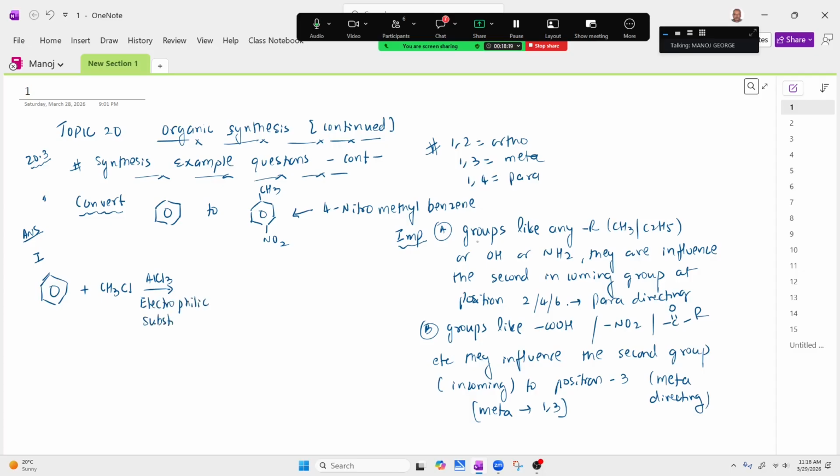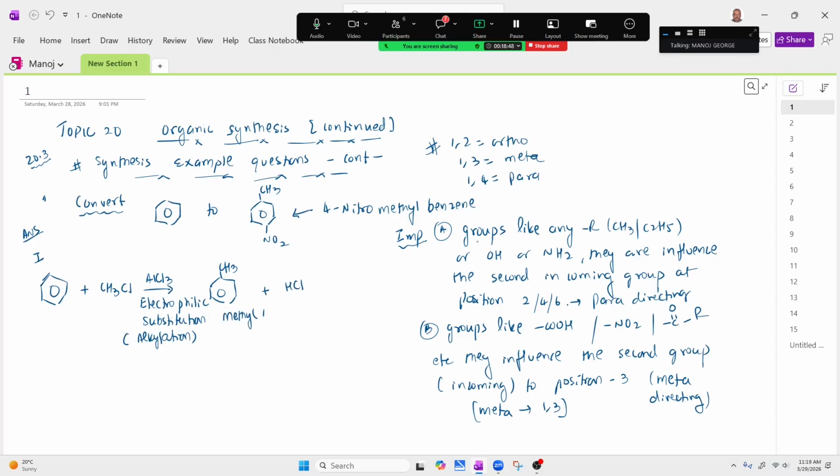So this is electrophilic substitution. Remember, anything going on the benzene ring is always ES, electrophilic substitution. Just for your reference, I'm also writing this is alkylation, so you could refer to the notes. And then what happens? I get my methyl benzene. I'm not interested in the secondary products, but if you want, of course, HCl is going to be produced. So I got my methyl benzene.